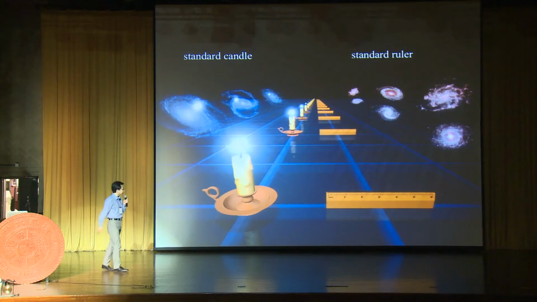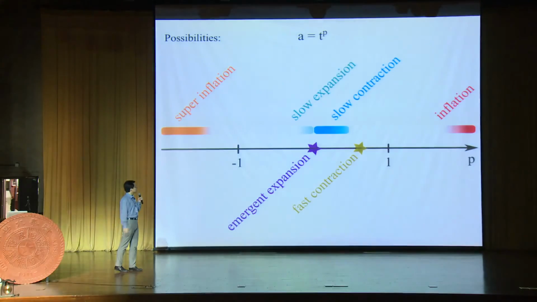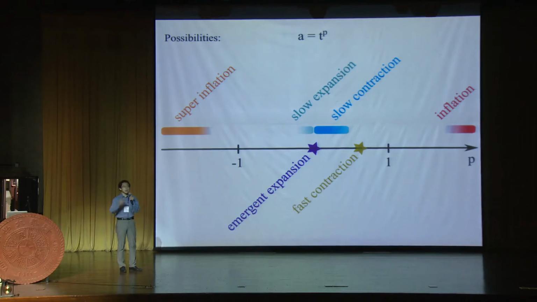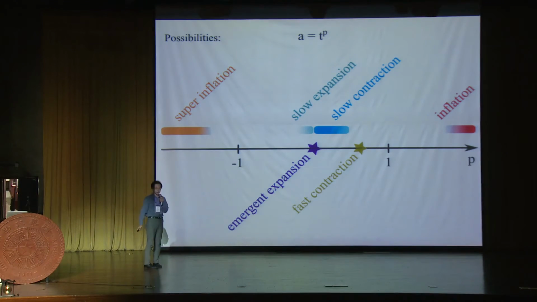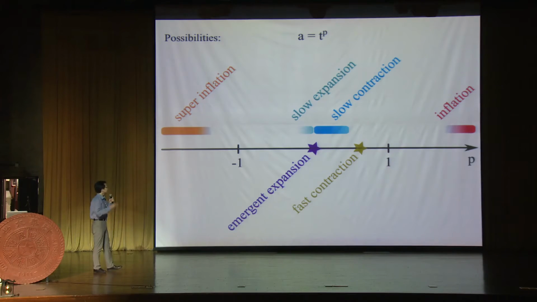There has to be something new in the primordial universe. For example, there could be inflation, that the universe was expanding exponentially in the primordial universe. But this is not the only choice. There could also be fast contraction, for example, the matter bounce scenario, slow contraction, for example, the ekpyrotic scenario, and slow expansion, for example, the string gas cosmology.